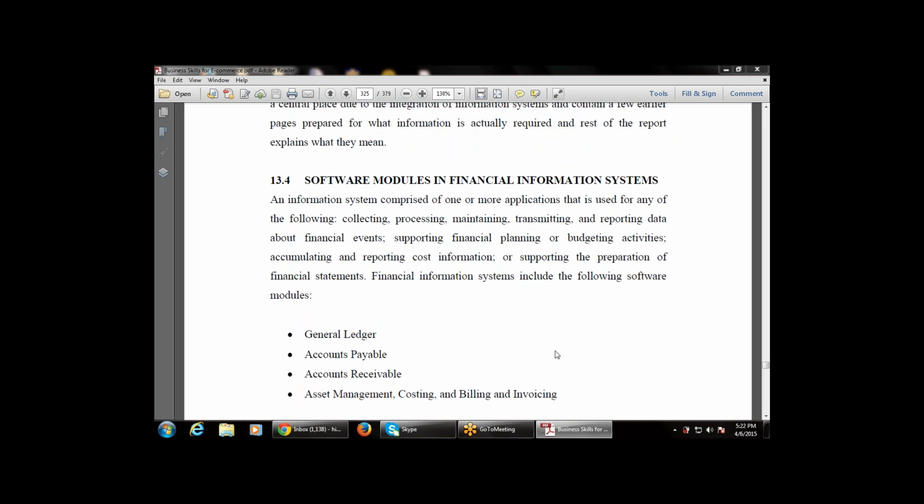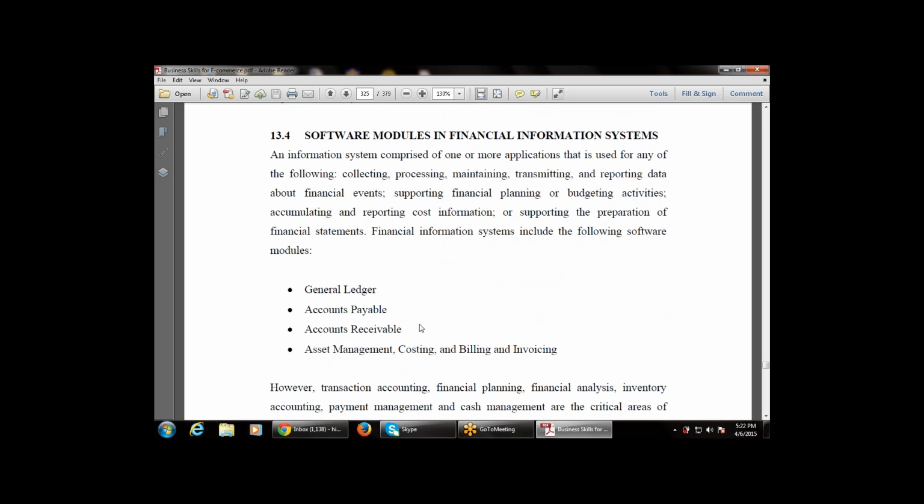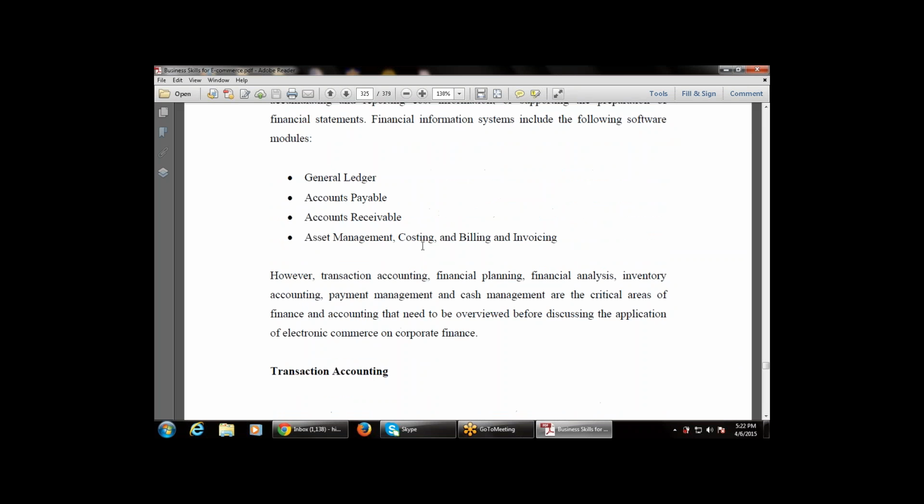Now let's come back from the break. Now let's see what are the various software modules, the various software applications, the various software tools that are used in financial information systems. So this includes the following system modules. What are the various modules? One is general ledger, then there is accounts payable, then accounts receivable, then asset management, costing, and billing and invoicing. These are the software modules that are used in the financial information systems.